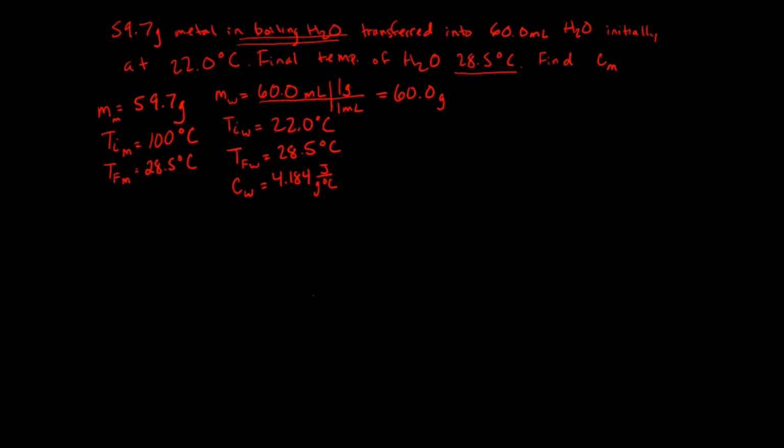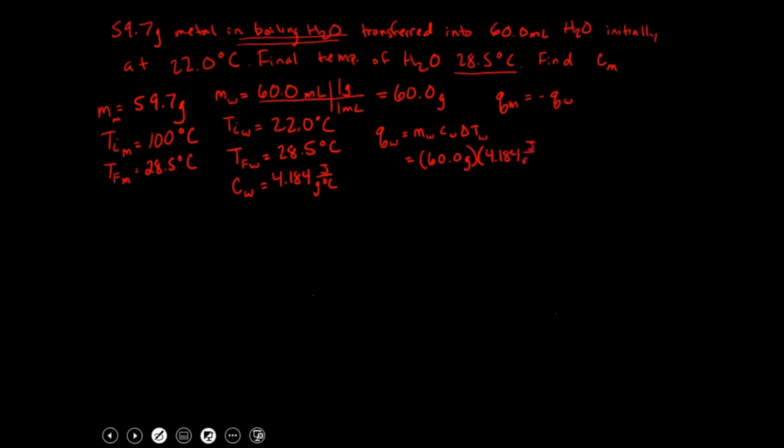So like before, we know that the Q of our metal is equal to the negative Q of our water. So let's go ahead and do it the second way that I showed you, where we find the Q of water first. Q water equals MC delta T of water. So that is equal to 60 grams times 4.184 joules per gram degrees Celsius times our change in temperature, which is 28.5 minus 22.0.